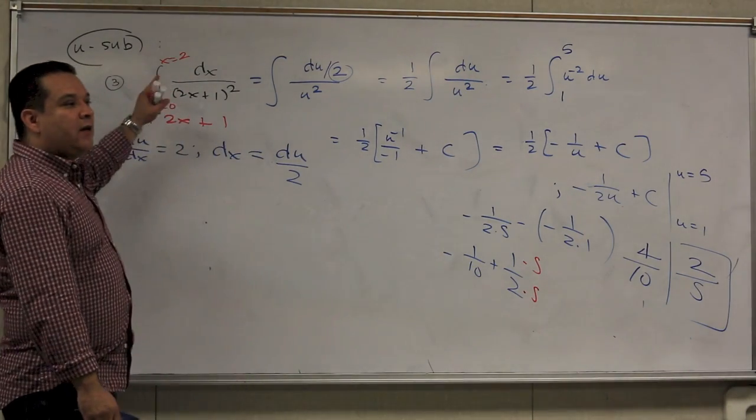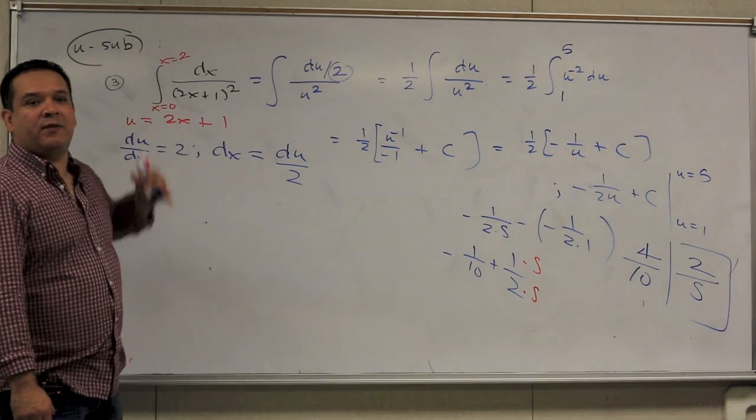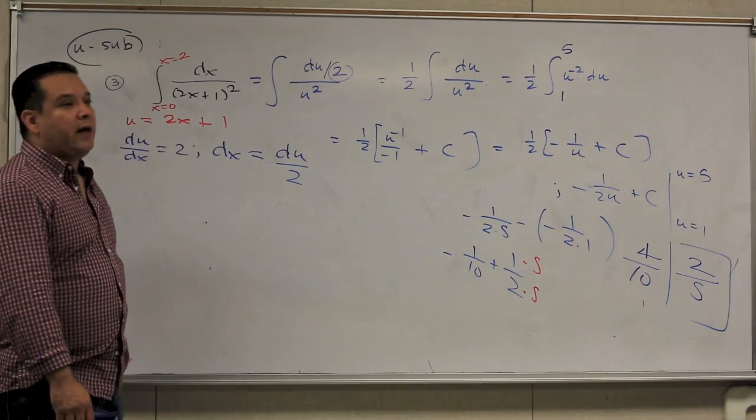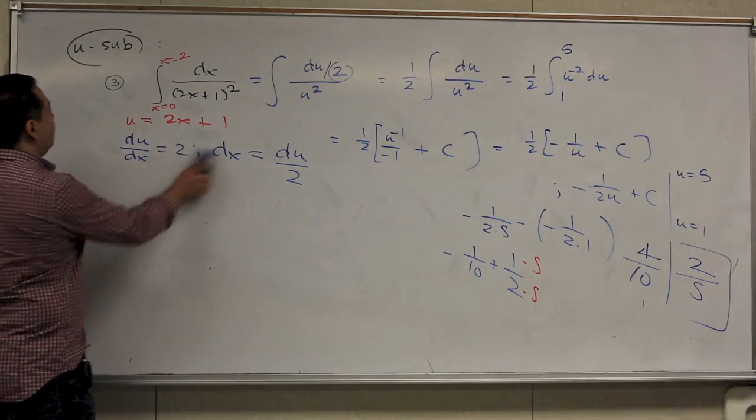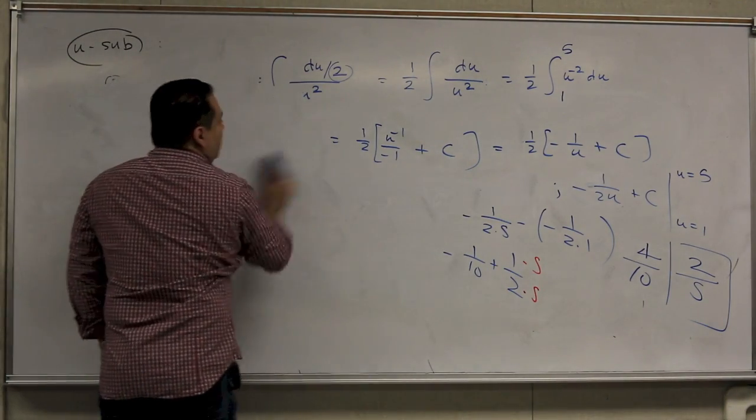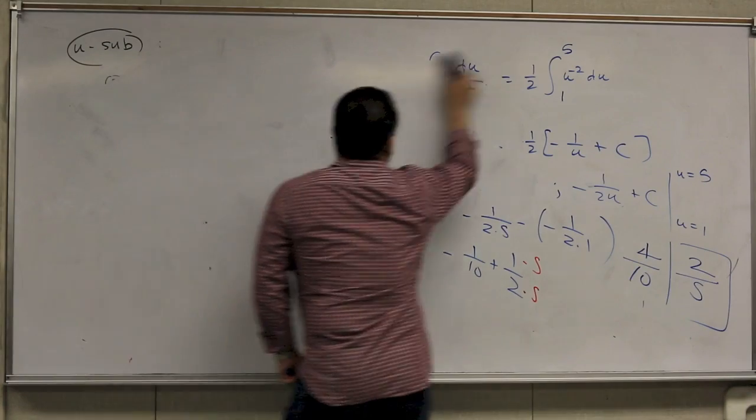So you have a definite integral form. You converted your x limits to u limits. You applied them, and you're done with your arithmetic. Okay, so anyway, let's look at number 4 now.